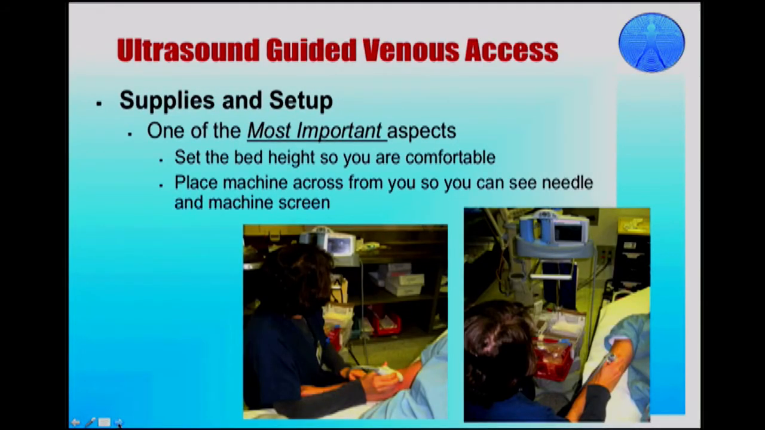Now, one of the most important steps of ultrasound-guided vascular access is your setup. It's really important that you set the bed so that you are comfortable. As we see here, she is sitting down and has the machine at eye level and her hands in a comfortable position so that she is very well braced and not uncomfortably leaning over and straining her back. It's important, though, to set up the machine so you look down at your hand and up at the machine, down at your hand and up at your machine.